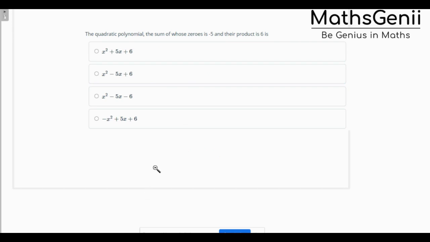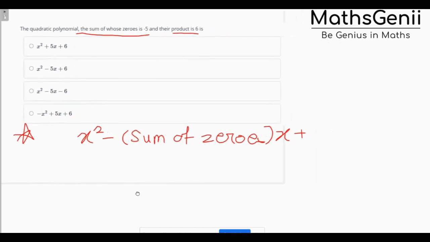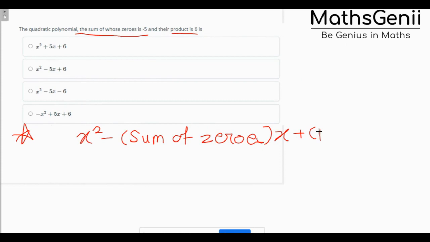See what he's saying. For the quadratic polynomial, the sum of zeros is minus pi and the product is 6. Okay, so you need to know one more formula. Star mark it in your formula book. Write this formula down, which is x square minus sum of zeros or roots. He can say roots or zeros, so do not get confused. Sum of zeros into x plus product of zeros.